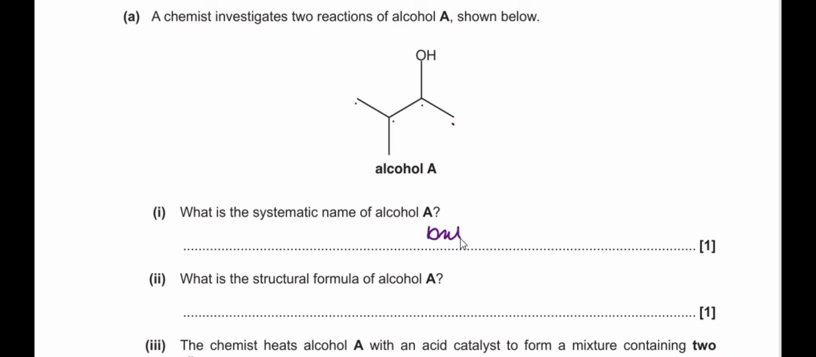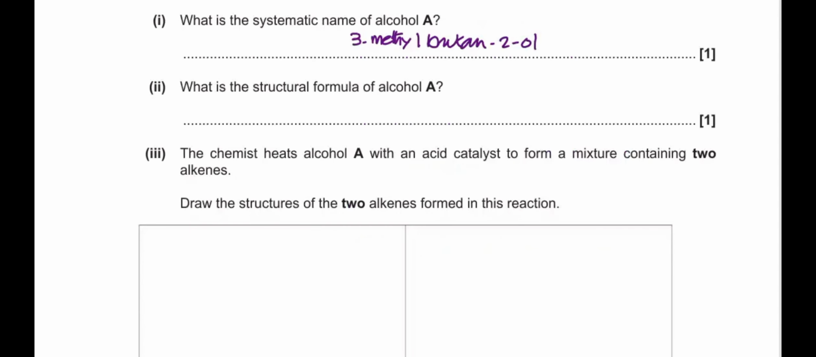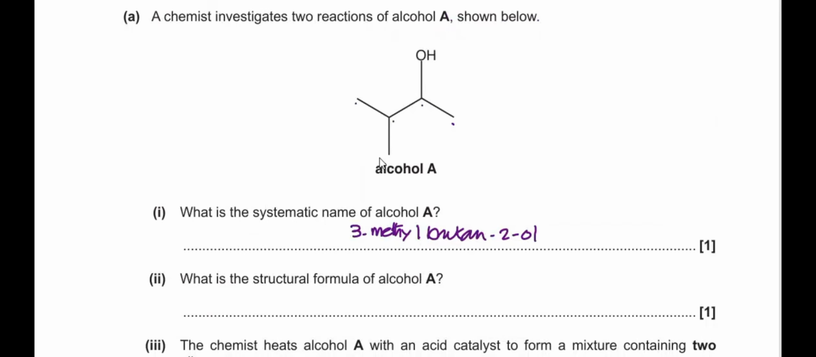So let's write the last part of the name, butan-2-ol. Then counting from the right hand side, from nearer the main functional group, on the third carbon atom a methyl group is attached. Therefore it should be 3-methylbutan-2-ol. Part 2. What is the structural formula of alcohol A? So we have 2 methyl groups here, then CH, then CHOH, and CH3. So you could write CH3 twice, CH, CHOH, CH3.